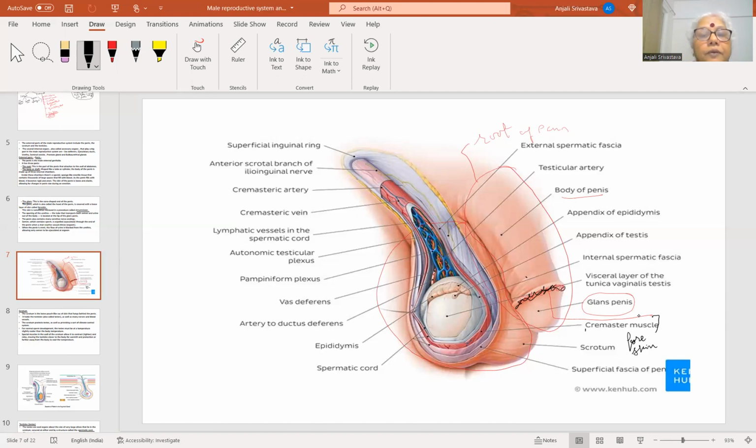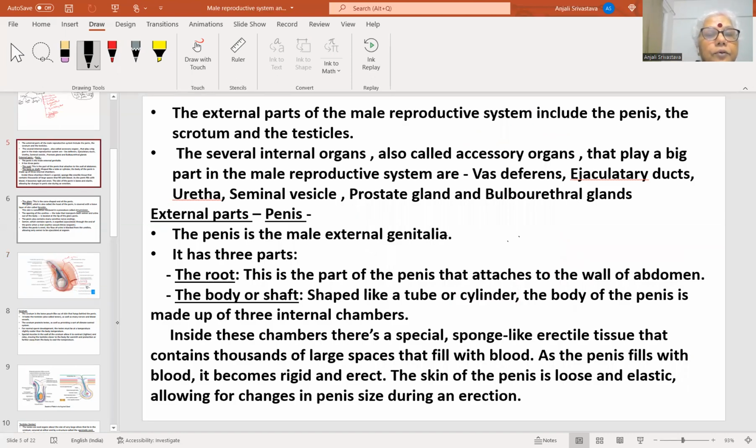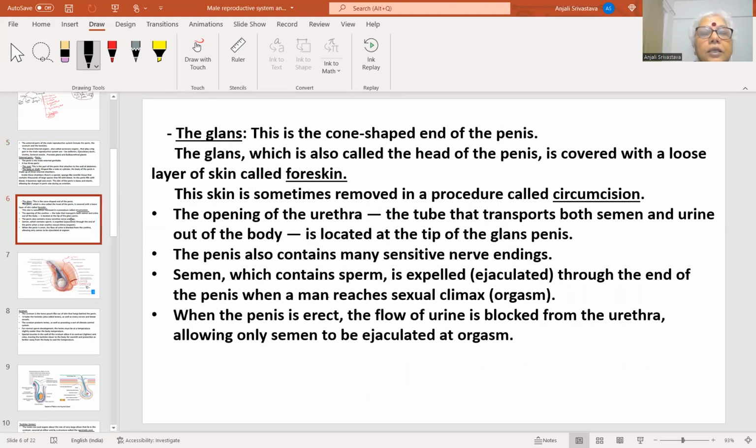Now, we were looking into the external parts. So the first part is the penis. It is having three parts: the root, the body, and the third part is the glans penis. यहाँ पे foreskin होता है, जिसके removal के process को कहते हैं circumcision और खतना.